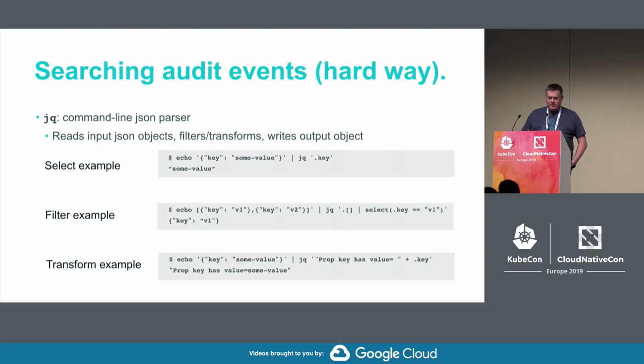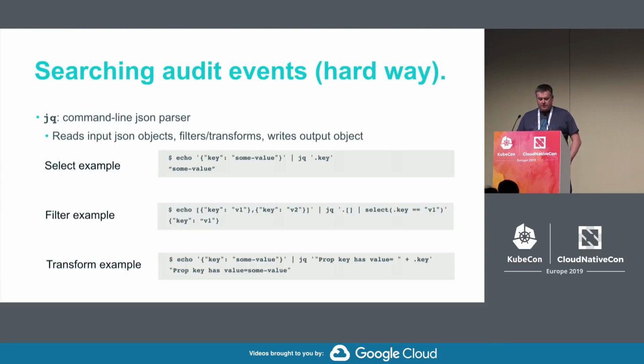So a really handy program that you can use for this is called JQ. If you haven't used it, it's kind of a streaming JSON processor. What happens is it reads JSON objects from standard input, does some transformations and filtering and so forth, and then just writes JSON objects to standard output, or strings or something like that. So it's a really handy way to act on these audit logs to extract specific information out of it.